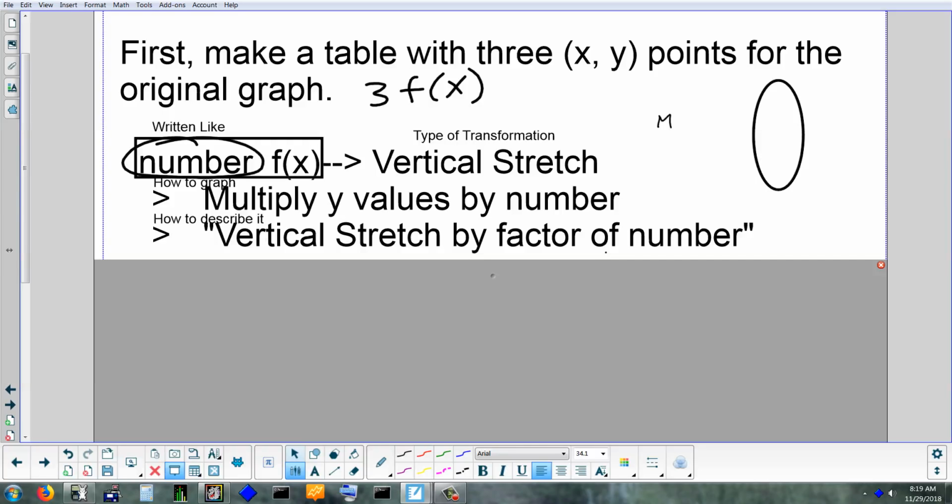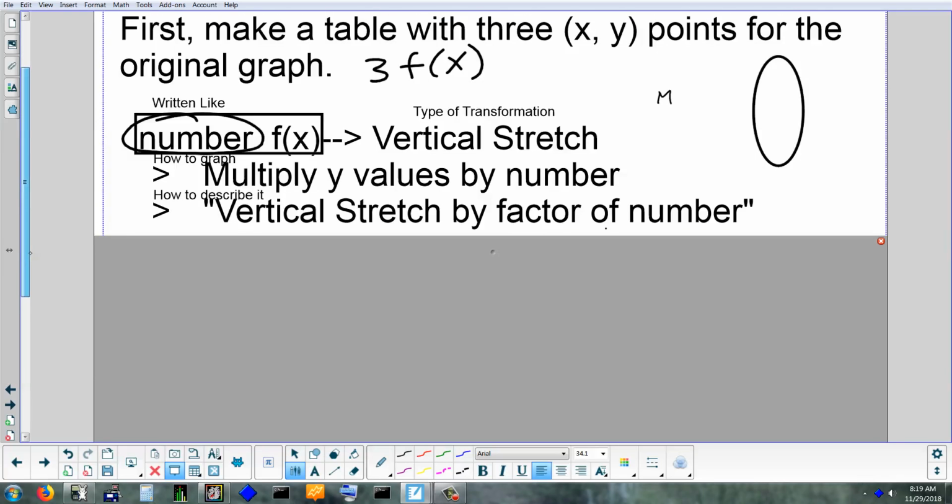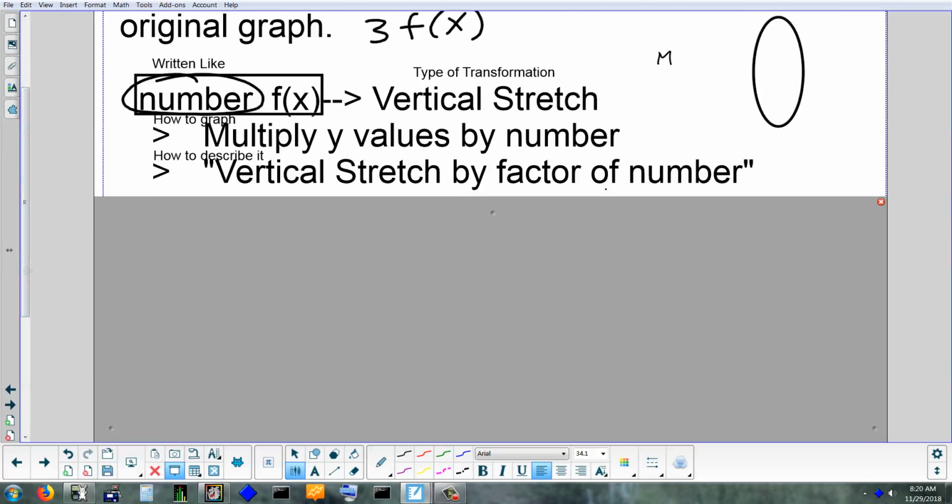Is it different words to describe the way you move them? So there's going to be 8 different phrases like this. Vertical stretch by a factor of something. Okay, that's our first one.